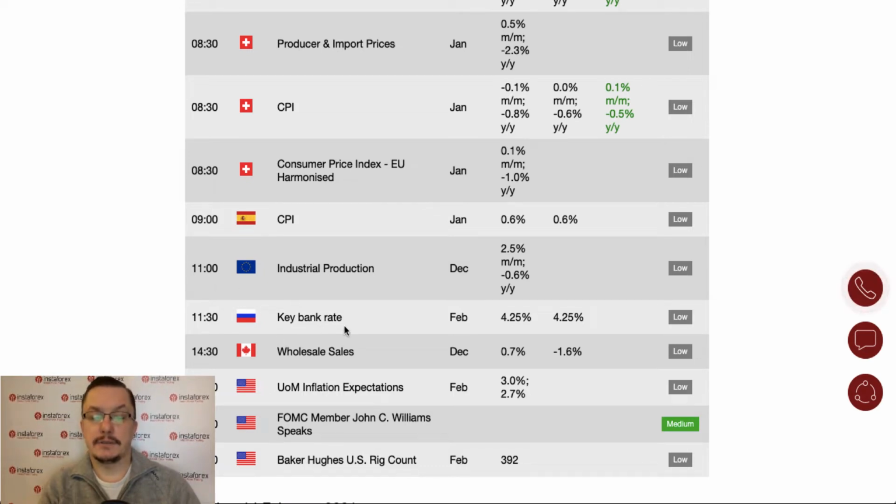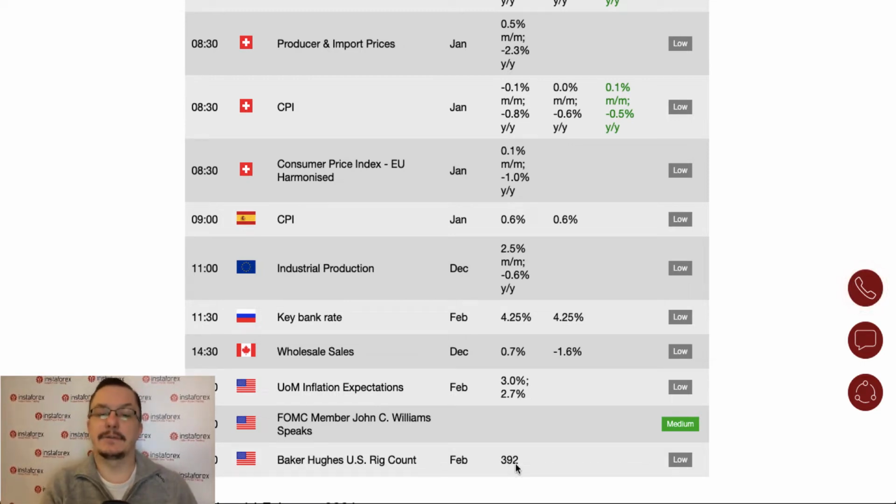The Russian Federation will release the key bank rate at 11:30. The market expects the Russian National Bank to leave the key rate at the same level of 4.25%. During the New York session, we got some data from Canada, like wholesale sales at 2:30, and then University of Michigan inflation expectations, and that's it. At 4 o'clock there's a FOMC member John Williams speech, and then at the end of the day, for all of you crude oil traders, 7 o'clock, Baker Hughes US rig count.